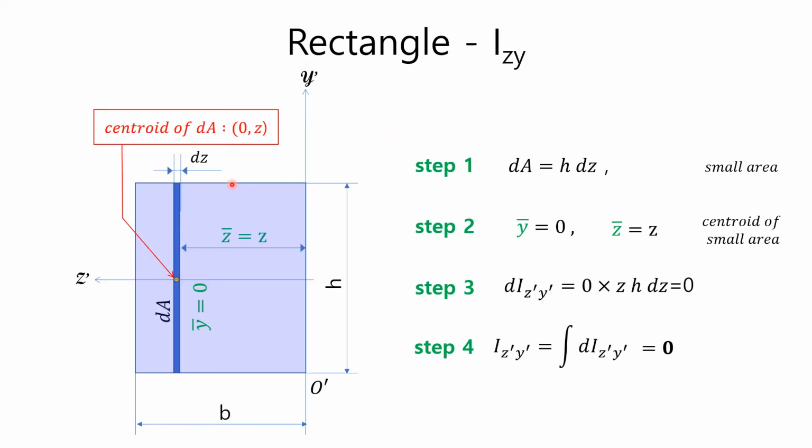What happens? The y-axis moves to the right to the y prime axis, and the z-axis passes through the centroid of a rectangle. In the same way as in the previous slide, dI_zy prime equals 0 because y bar equals 0 this time. Therefore, I_zy prime also equals 0.